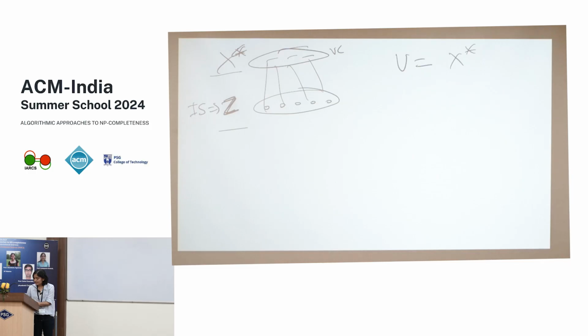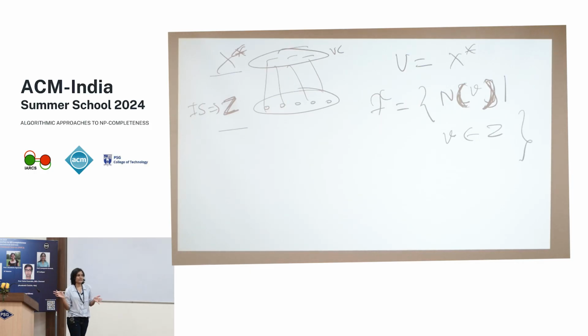And my family is the closed neighborhood of V such that, not closed neighborhood, open neighborhood. This is the open neighborhood because I don't have to cover the vertex, so I don't need to include the vertex here in the family. So the open neighborhood of V such that V is in Z. This is my dominating set construction. Right? Everybody is fine with this? What is the size of this family?